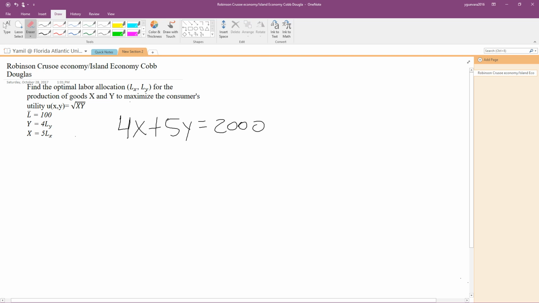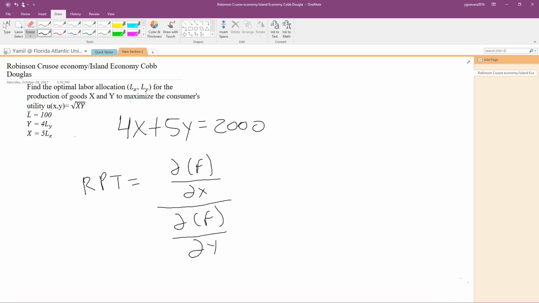Our RPT equals the following: the partial derivative of the function with respect to x divided by the partial derivative of the function with respect to y. So that's the RPT. As you can see, we're going to be using some calculus here. So let's find our RPT. It's not that complicated.